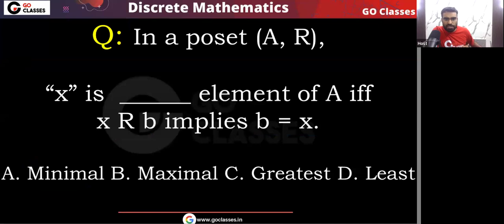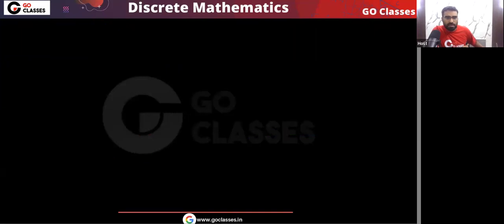Now tell me the answer for this question. X is what kind of element? If and only if, whenever X is related to B, then B is X. Whenever X is related to B, then B is X. So very simple, that is maximal. Okay, again the same thing. What is the definition of maximal?